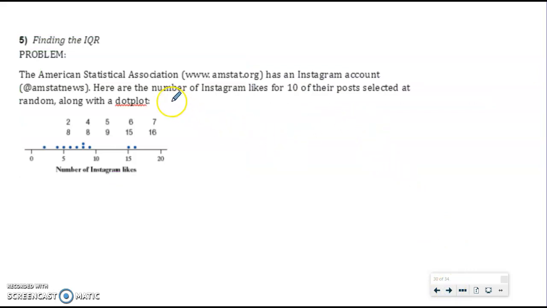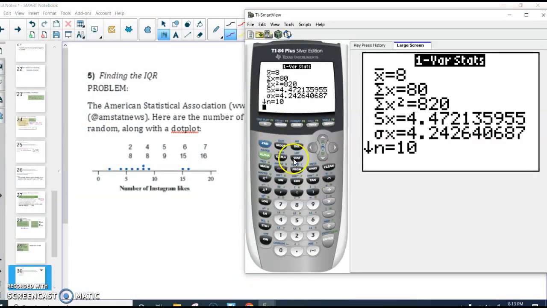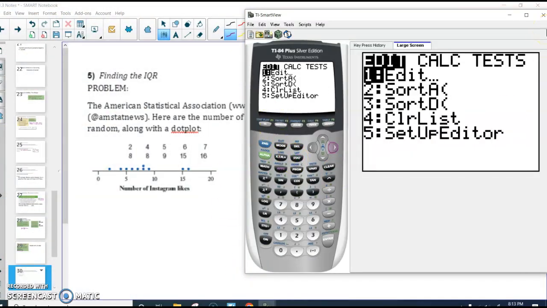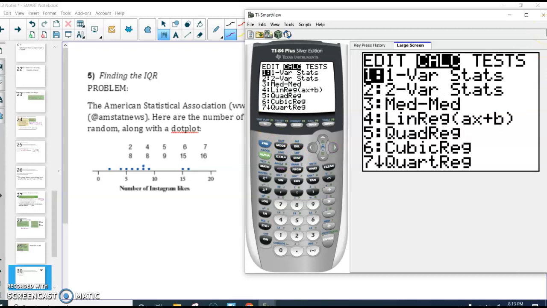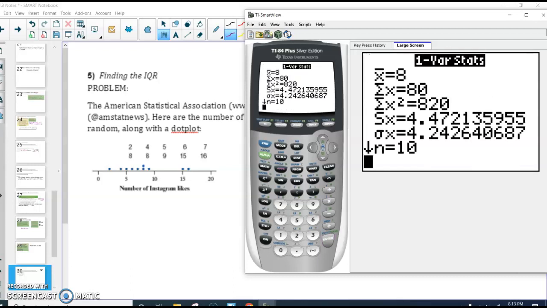Alright, so let's go back to this data. Okay? The same values that I was looking at before. Now, what I'm going to do is go back to my calculator, and I have this data. If I want to recalculate the data, I'm going to press enter on one var stats, and then go all the way down to calculate.